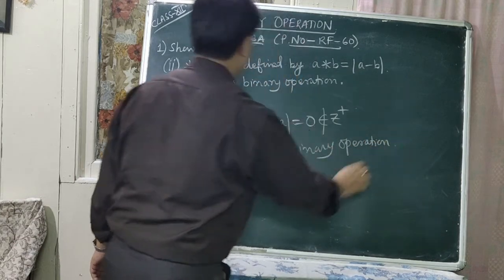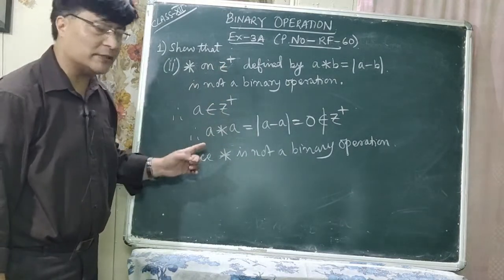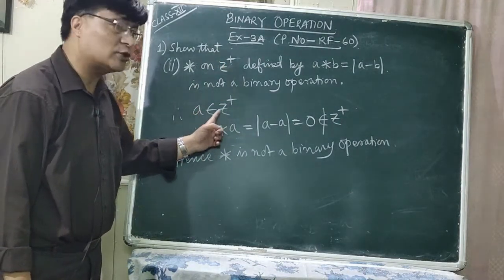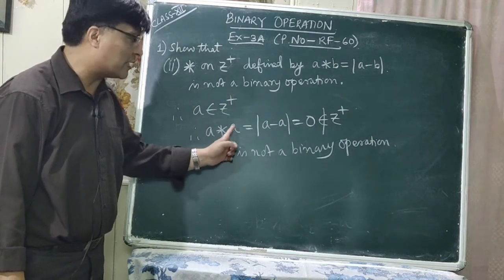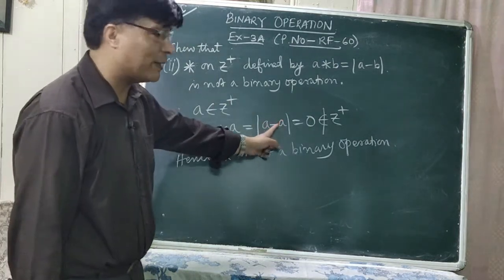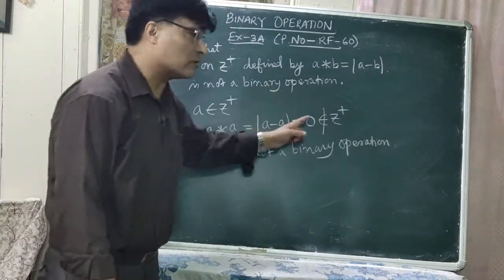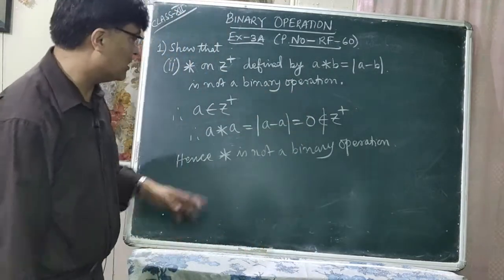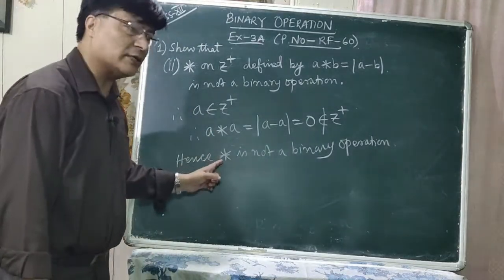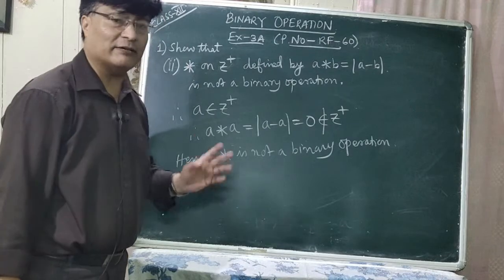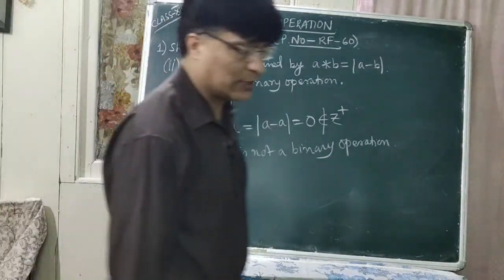Is that clear now? So in this case, Z plus is the set of positive integers. Since A belongs to the set of positive integers, if you write A star A is equal to within mod A minus A, which is equal to within mod 0, that is 0, which does not belong to the set of positive integers. So hence this operation star is not a binary operation. Okay, so you can copy it. Now we'll do the next question now.